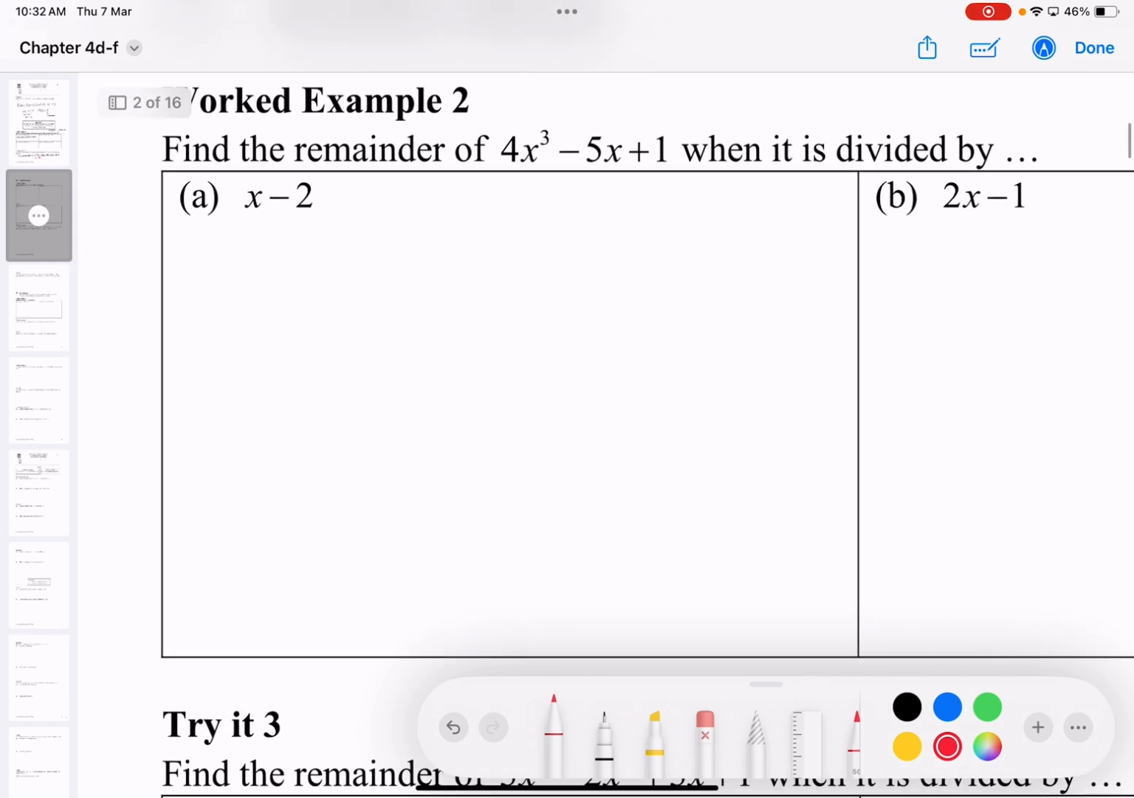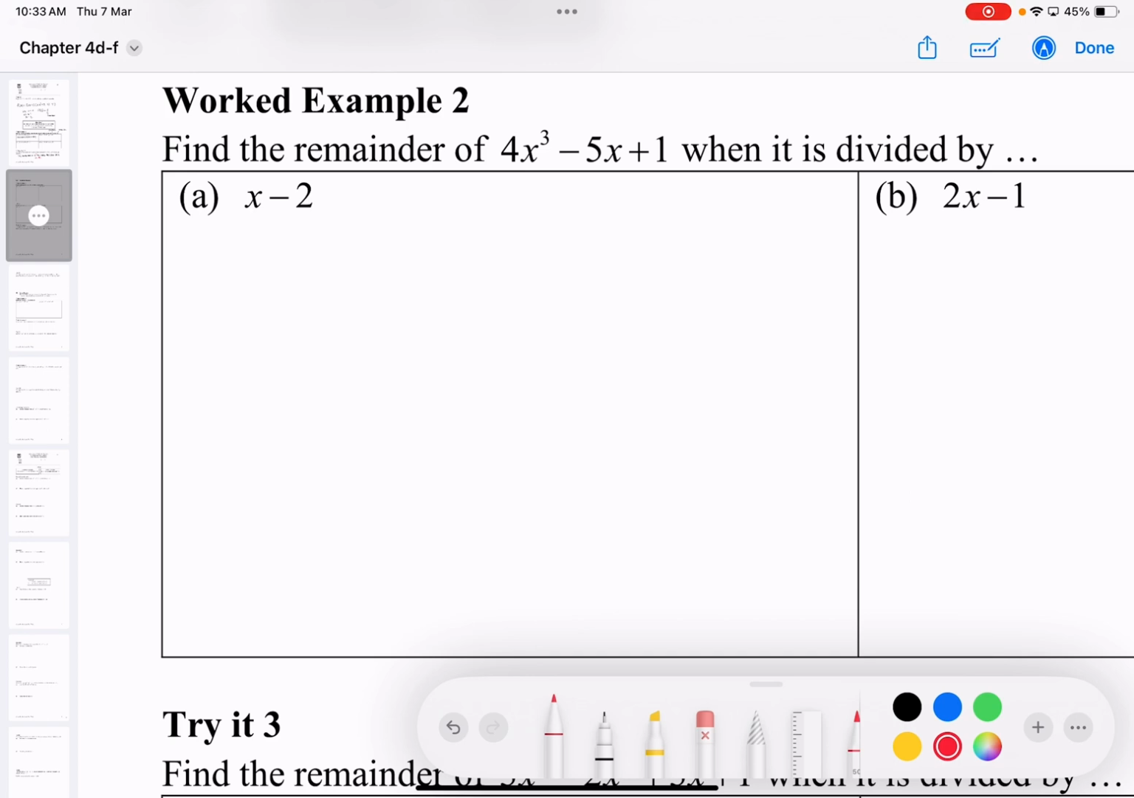Okay, come, let's look at this one. Find the remainder of the function when it is divided by x minus 2. So what does the remainder theorem tell us? The remainder theorem tells us that this is the divisor. The divisor is of degree 1, so you know that the value of your remainder will be degree 0. It is just a number, a constant. So how do I find the remainder?